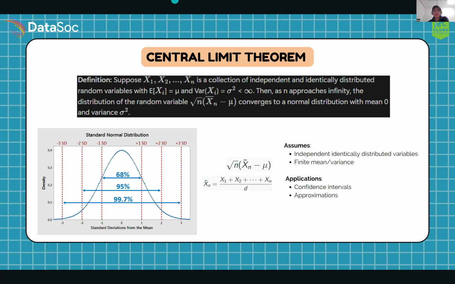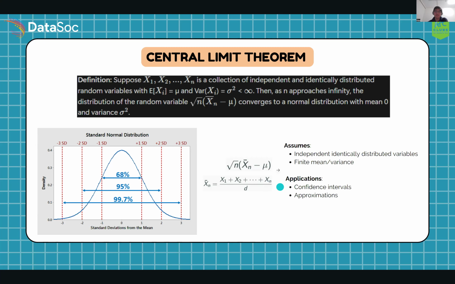And basically what this means is, regardless of the original distribution of the population, the distribution of the sample mean will approach a normal distribution as the sample size becomes large. It describes the behavior of the sum or average of large numbers of independent, identically distributed random variables, which will always tend to a normal distribution.